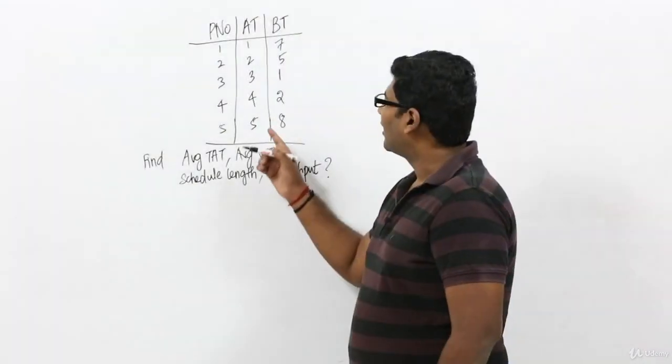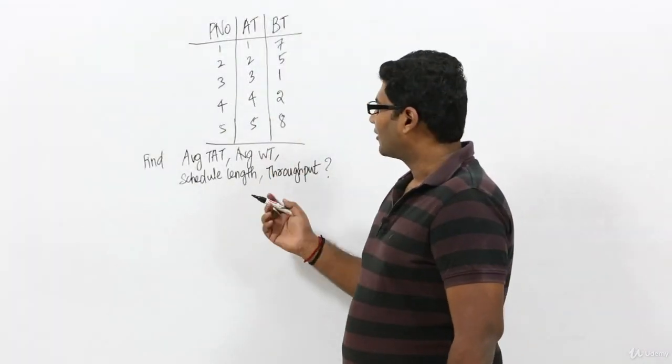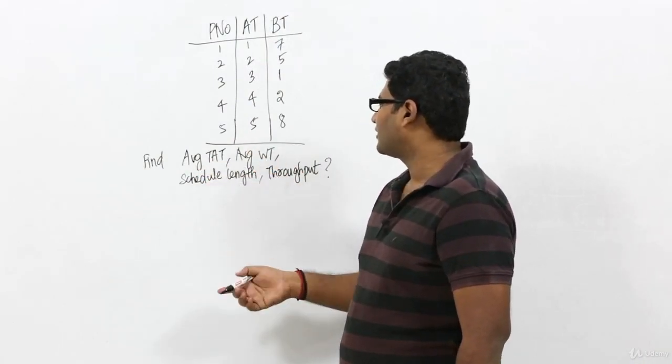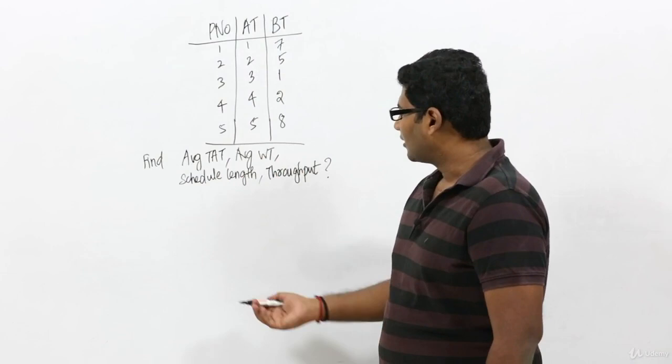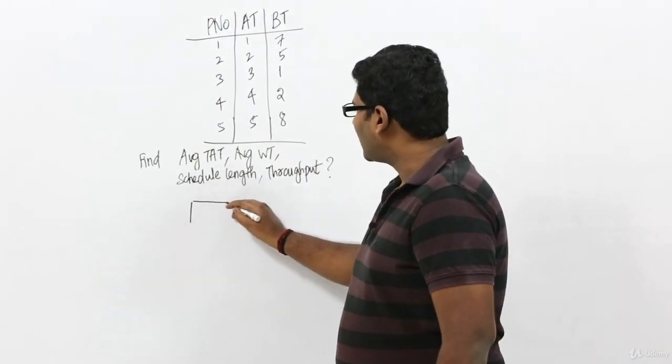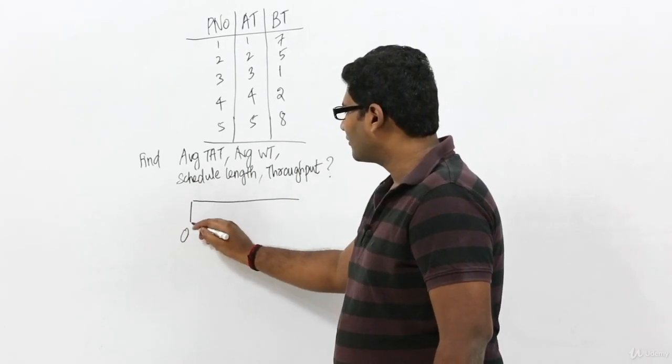So it is exactly like the last problem, how we saw. For example, using SJF, we need to find out average turnaround time, average waiting time, schedule length and throughput. Now let's first draw the Gantt chart as usual. Our Gantt chart will always start with time unit 0.